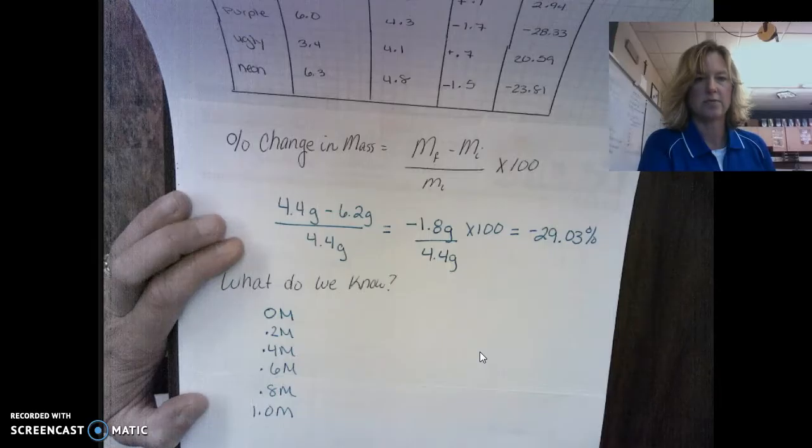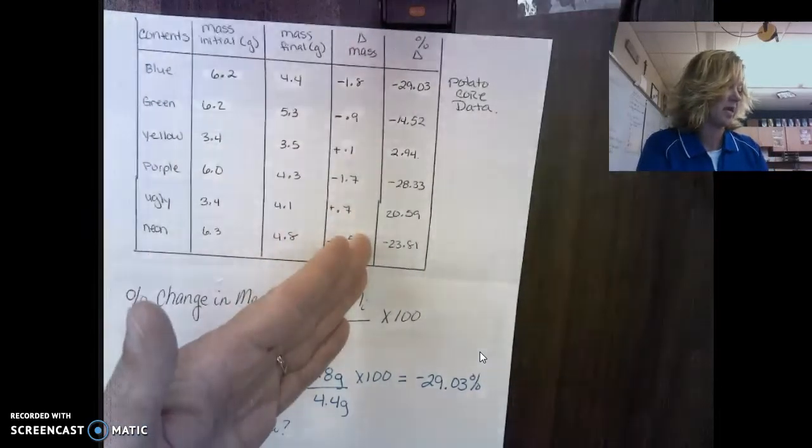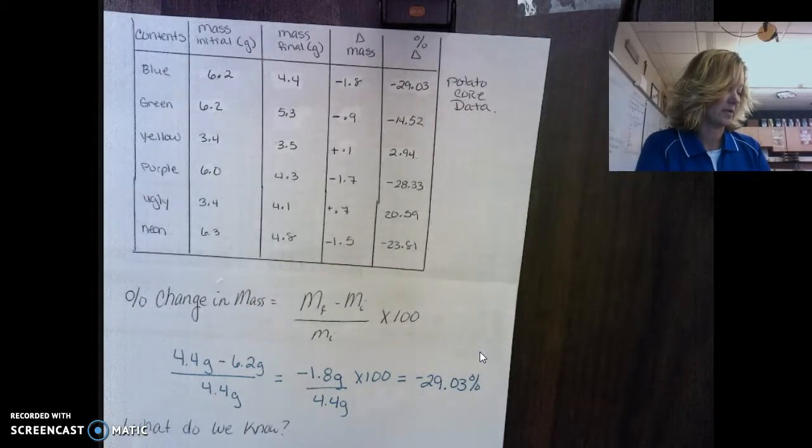So that means we have to take a look at this data that we have. And if we take a look at the percent change, we've got numbers that are all over the place.